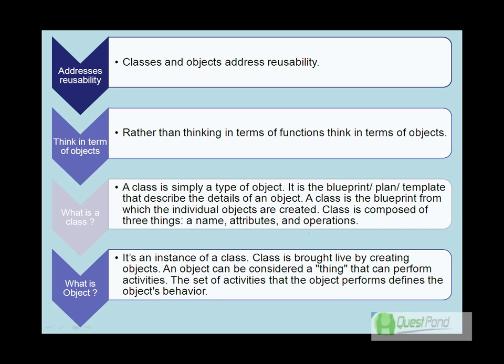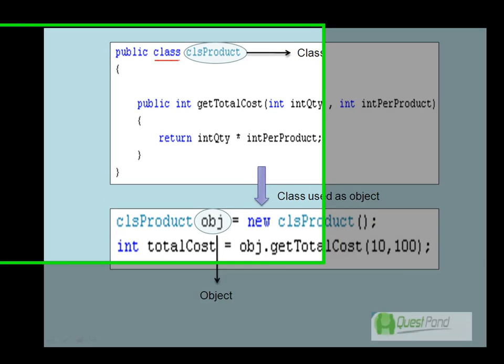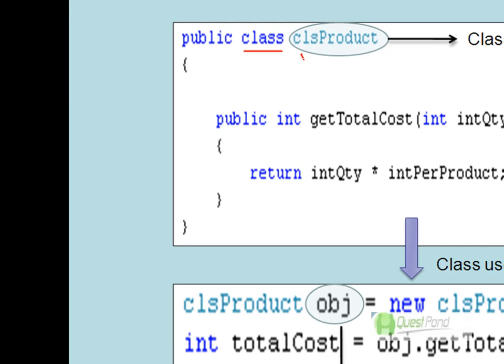Now let's start with understanding how you can write a class in C# and how you can create objects of the classes. To define a class in C#, we use the class keyword. You can see that we have defined a class called clsProduct here, and there's a function in this class called getTotalCost. Now this is our template.